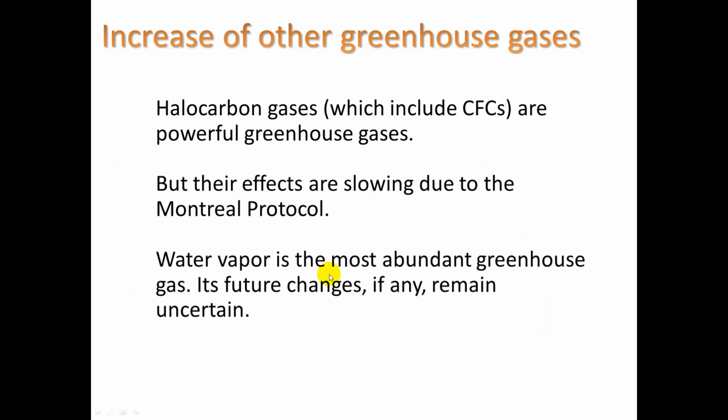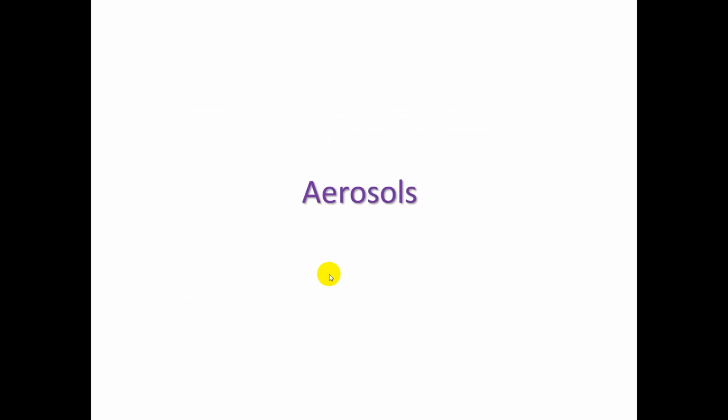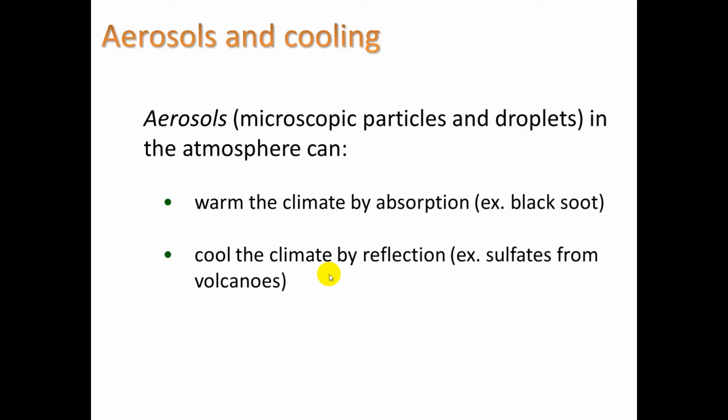So we already talked about that, Montreal Protocol. Aerosols, they can also affect the global temperature. They are microscopic particles and droplets in the atmosphere that can warm the climate by absorption. If you think about black soot from burning fuel going off into the environment, or from a volcano. They can also cool the climate by reflection. If you get sulfate aerosols, which are reflective, then they will actually reflect more light into space, causing a cooling effect.